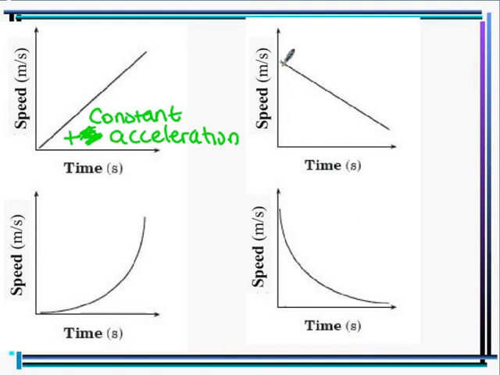Now this one, you start off here and you've got a straight line, but it's going down. What does that tell you? Well, your speed is going down as time is passing, but it's constant. So this is a constant negative acceleration, or deceleration if you will. So you are slowing down at a constant rate.